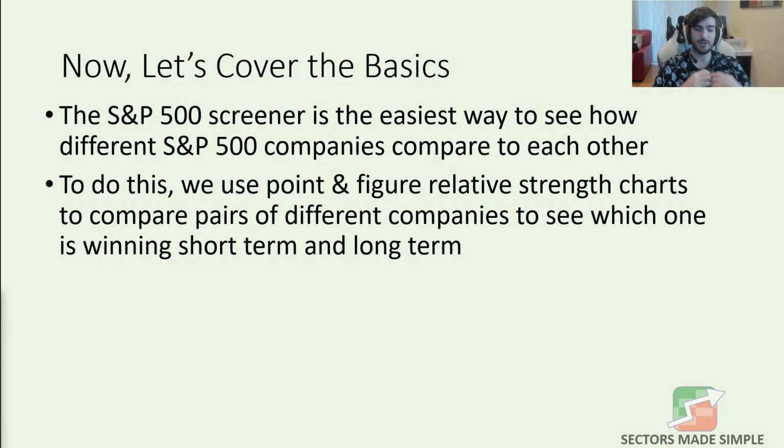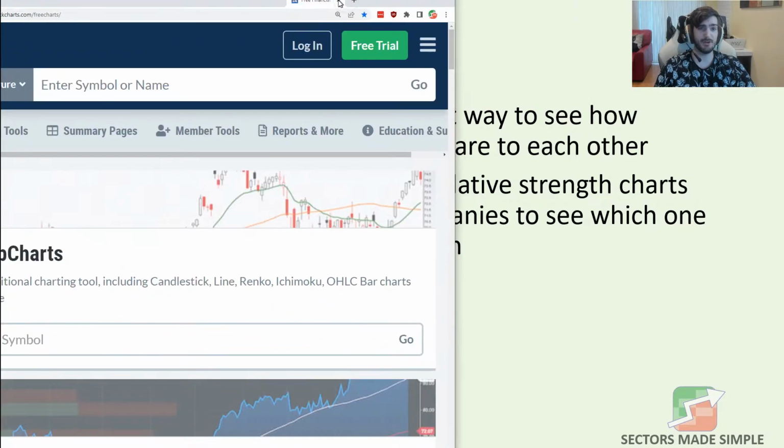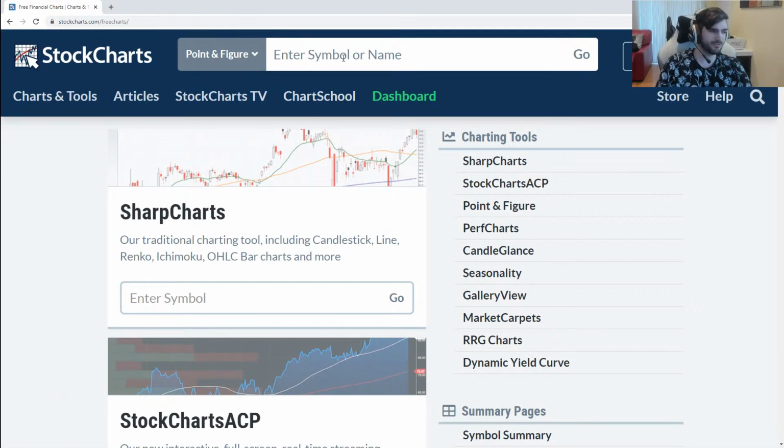And if you don't know anything about point and figure, don't worry. We'll break it down and explain how you don't need to think about point and figure to still use the tool. And what we do with point and figure, though, is important because point and figure makes it very easy to see in a relative strength chart who is winning short-term and long-term. Just so that we all know just enough to get us through today's webinar, point and figure looks like a really chaotic game of tic-tac-toe.